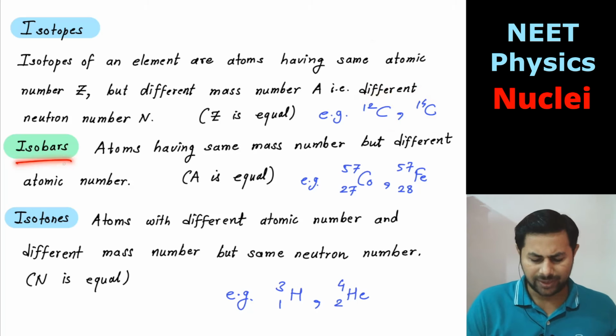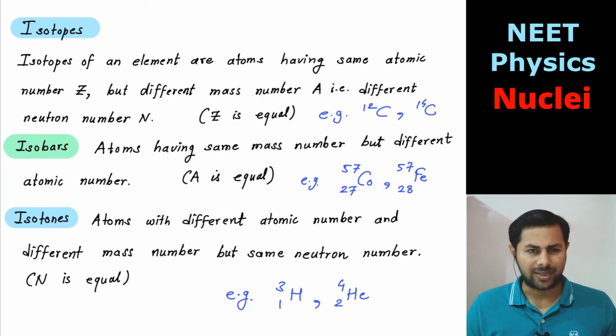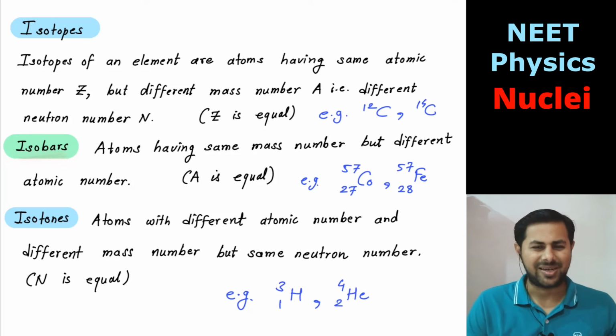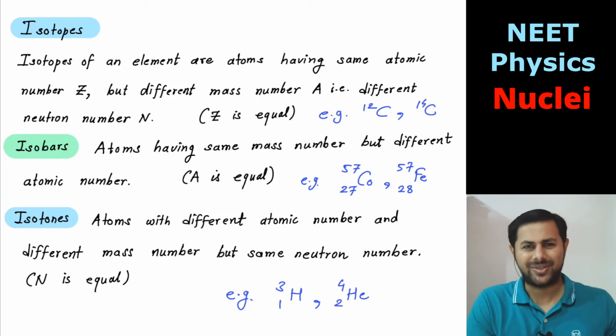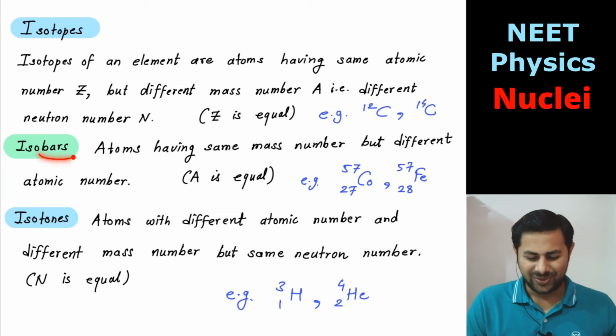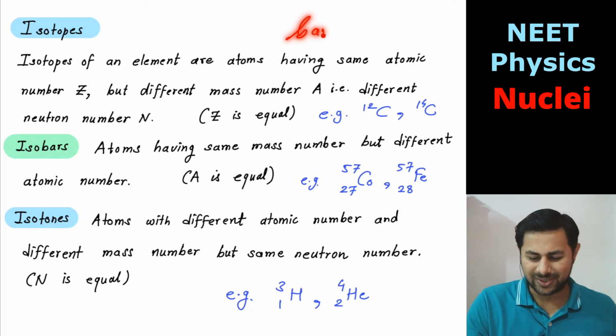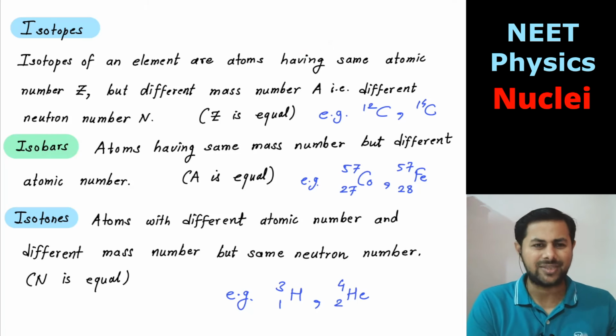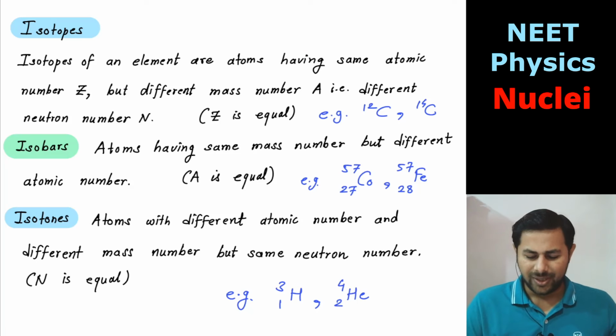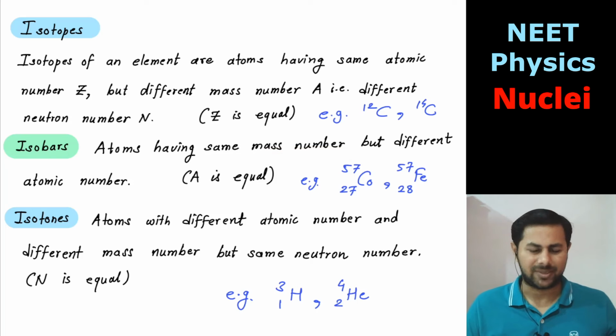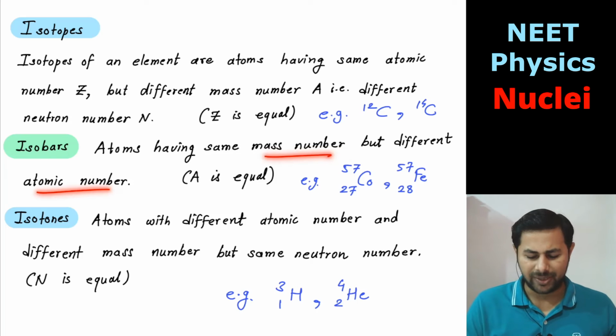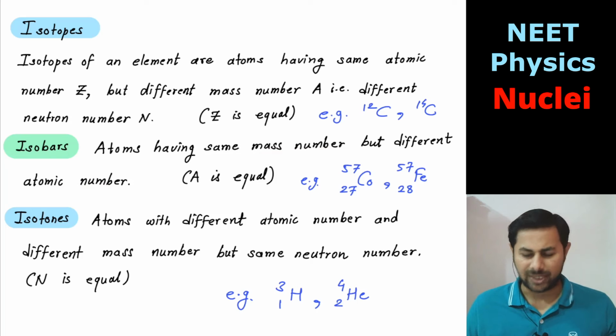The next is isobars. What are isobars? You can identify that: what is bar? Bar is a unit of pressure, so it is some quantity which denotes weight. Bar is a word which indicates weight. Atoms having the same mass number but different atomic number are known as isobars.